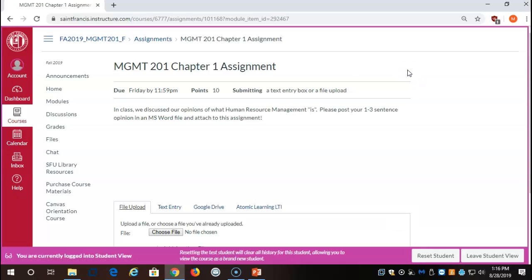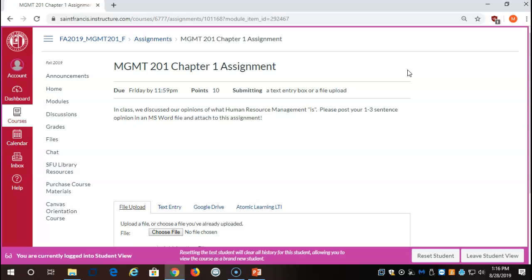So again, if you were part of a group, submit your group's definition. If you were not part of a group, submit your own definition, and there is no wrong answer on this one. One to three sentences will suffice. The reason I do this is because at the end of the semester, we come back and I ask you to reevaluate your first definition to see if your opinion or initial impressions changed. So this is an easy 10 points.